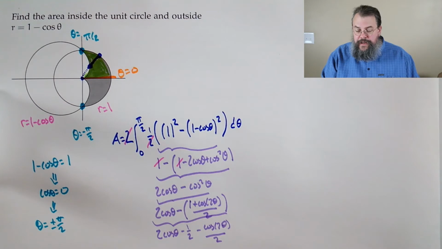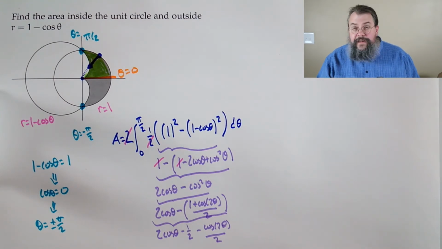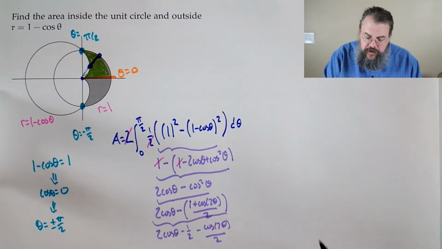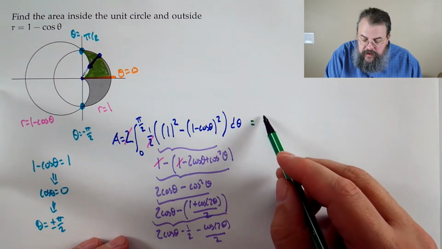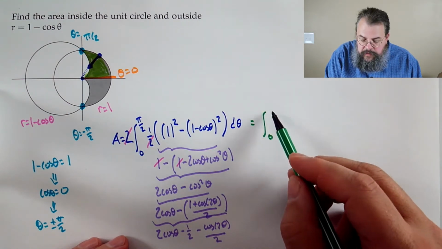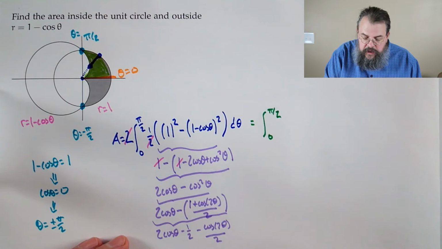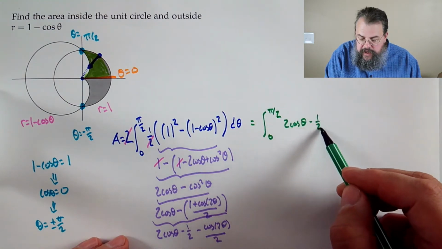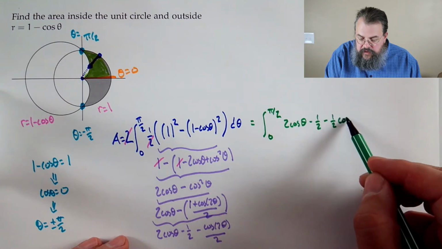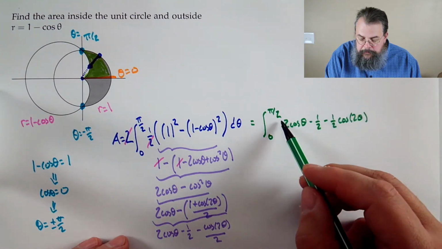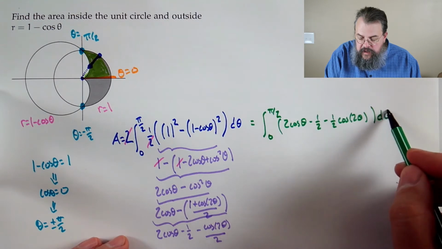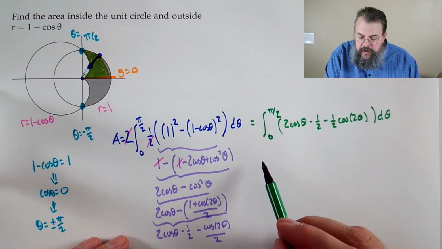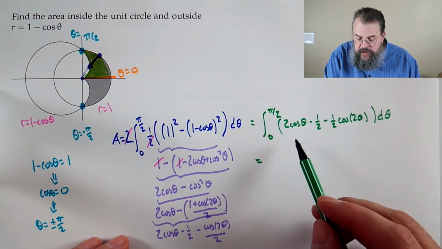Indeed, so simple that we probably can actually do the integral. That's a good sign. That's a great sign, actually. We like it when it's that simple. So let's see what we have. This is integral 0 to pi over 2 of, and I'm just going to copy it down again, 2 cosine theta minus a half minus a half cosine 2 theta d theta. All right, well, we can integrate that.